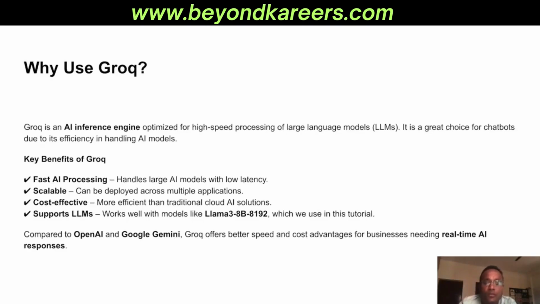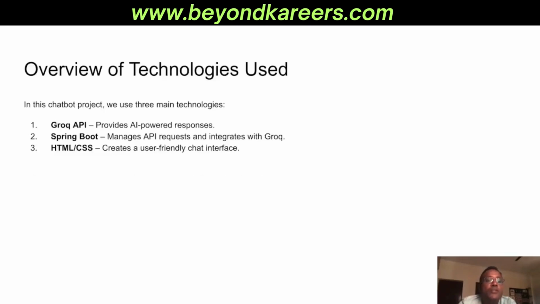So for the whole exercise, you don't need any subscription. It is all free. So there is nothing. All you have to do is register for the API key in Groq, which we will eventually show. Okay, and then what are the overall technologies used in this chatbot project? We use three main technologies: Groq API, Spring Boot to manage API requests and integrate with Groq, and HTML, CSS, a basic UI for the user to send and receive messages.